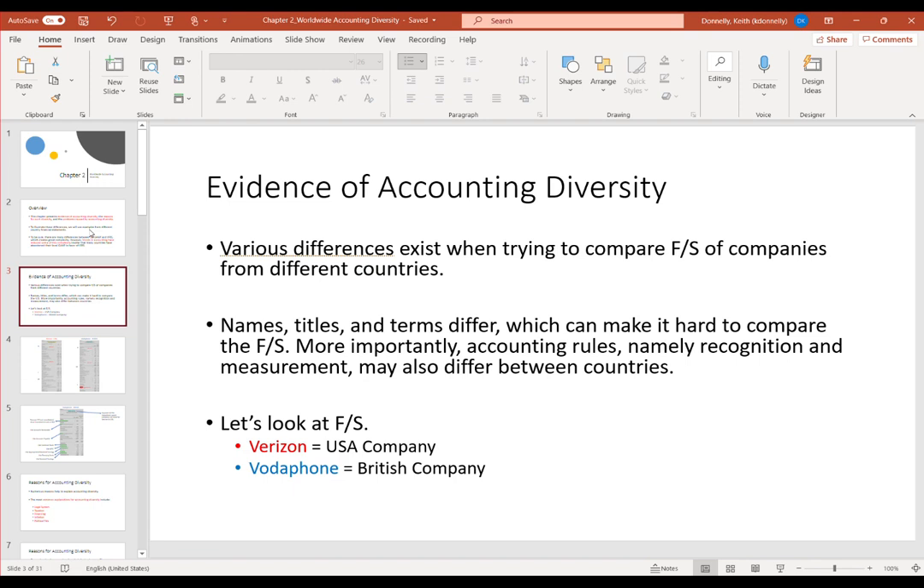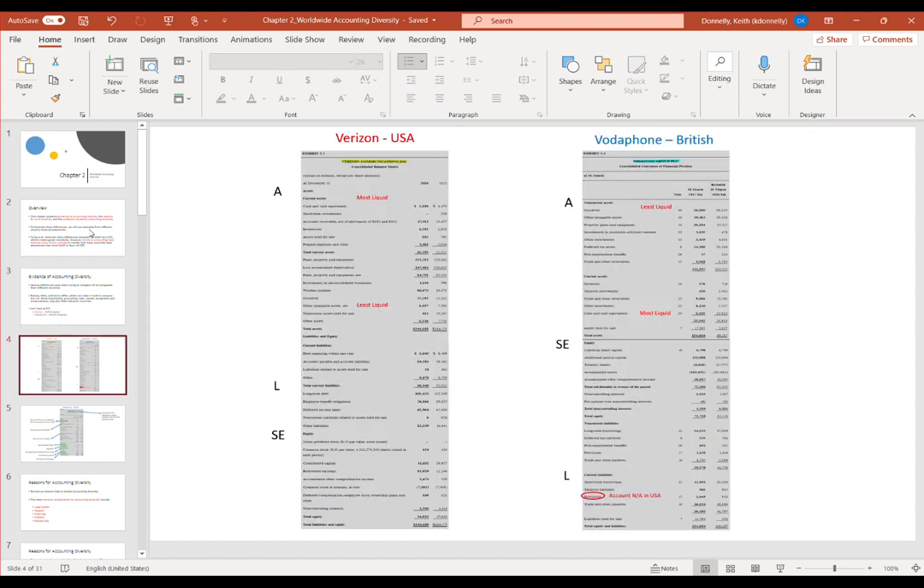So let's look at an example here with Verizon and Vodafone, a US and a British company, respectively. We're going to look here at their functional equivalent of a balance sheet. We have Verizon on the left, Vodafone on the right. We can see that they both have assets, liabilities, and stockholders' equity. They're going to have a different name for this financial statement. In the US, they call it a balance sheet. In Britain, they call it the statement of financial position.